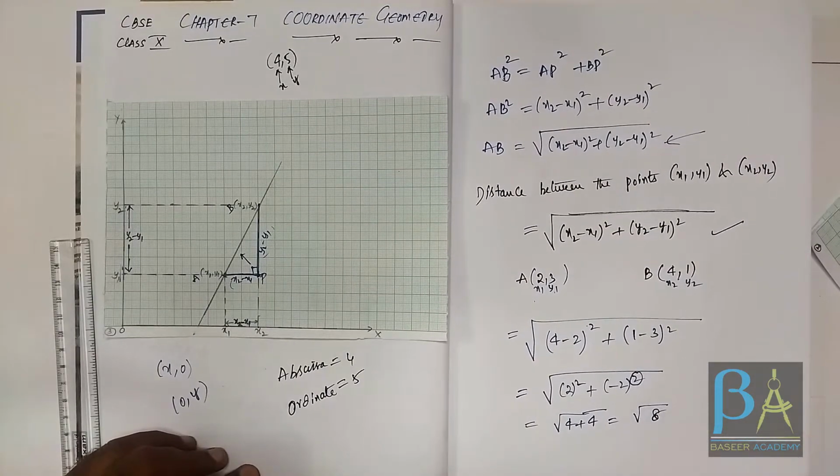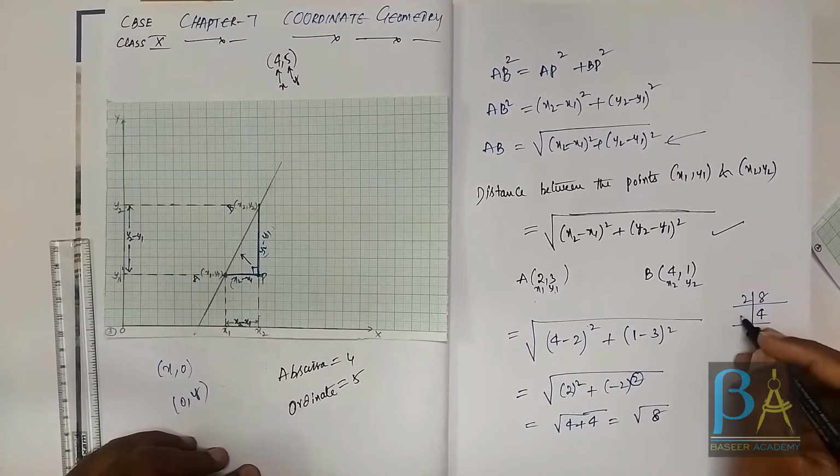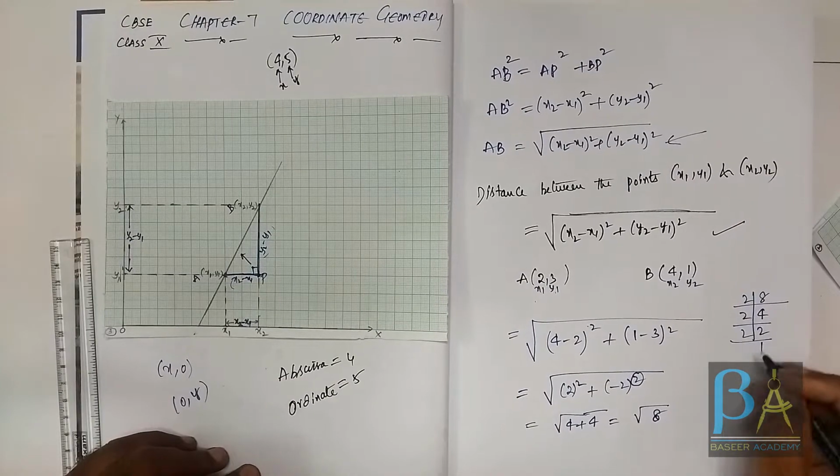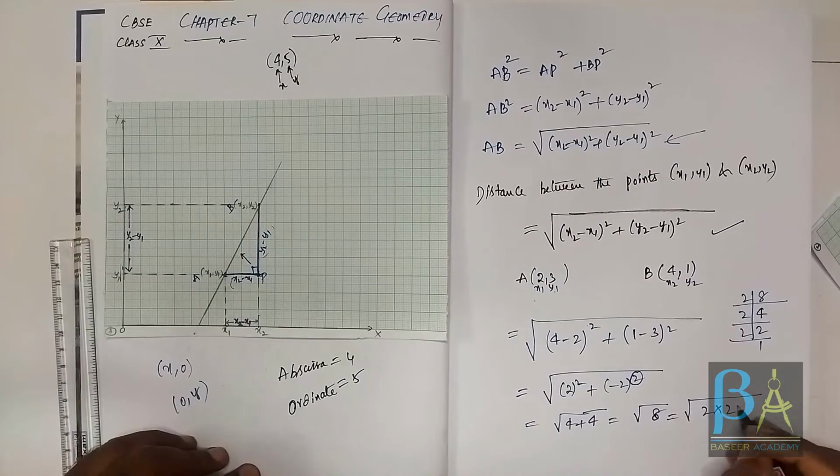Now you can keep it this way, or perhaps the best thing to do is to take the prime factorization of 8. 2 into 4 is 8, 2 into 2 is 4, 2 into 1 is 2. So in place of 8, you can write 2 into 2 into 2.